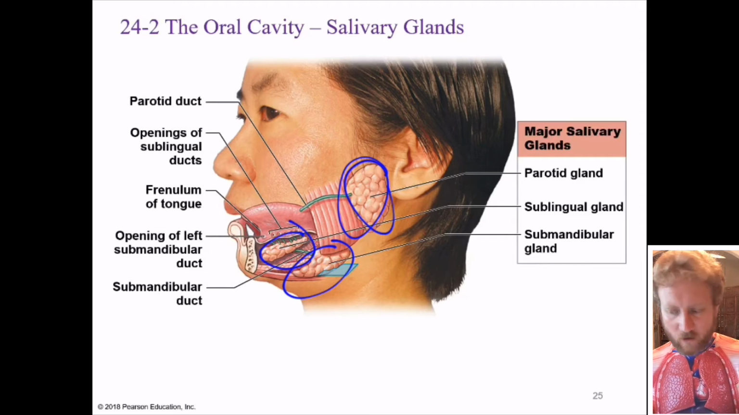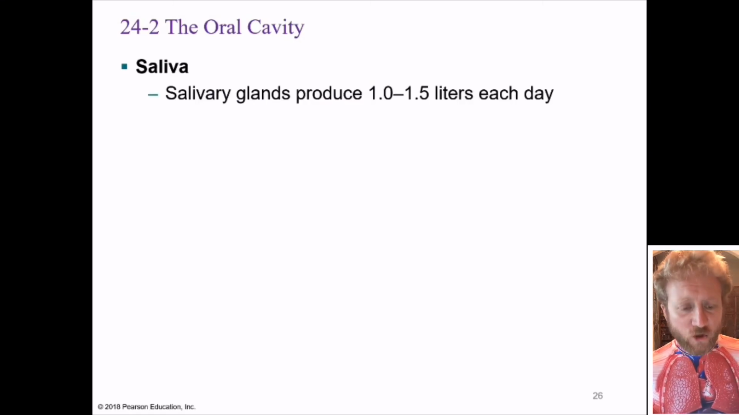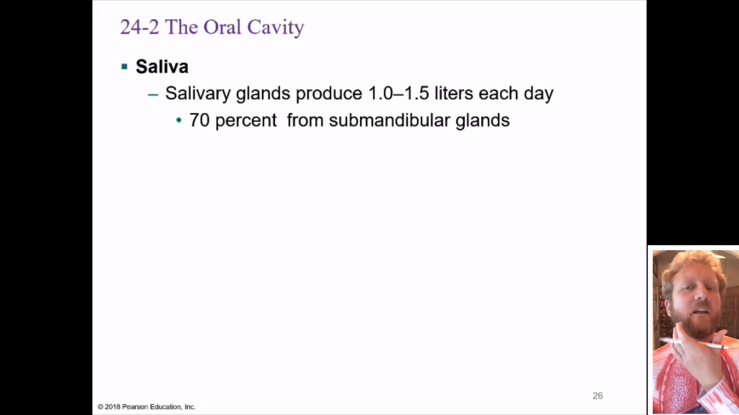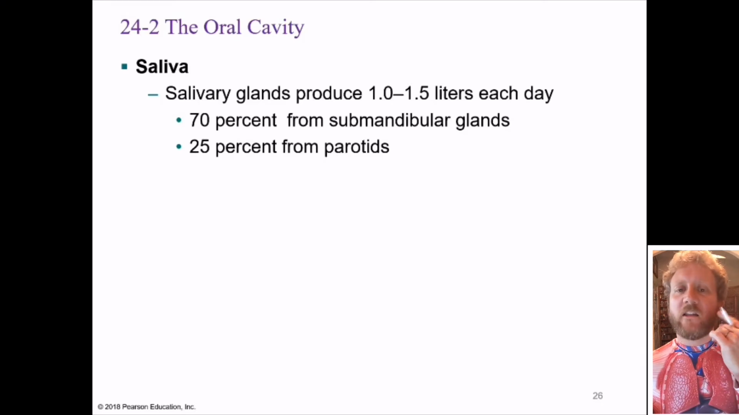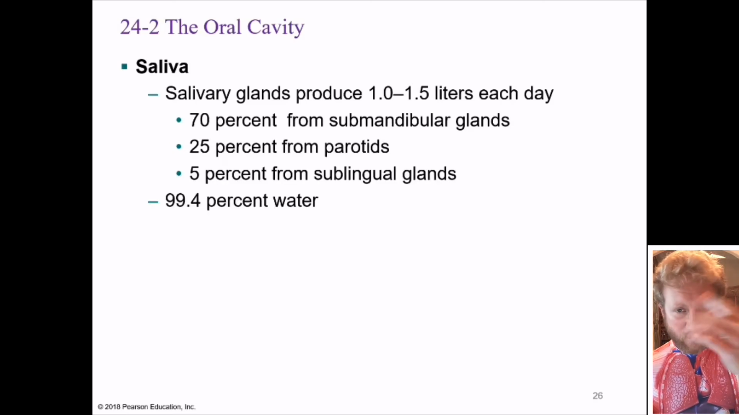Speaking of saliva, though, we are going to go into that a little bit more. Saliva is super important. You also make a lot of it, 1 to 1.5 liters of saliva a day. That's like between a quart and a half a gallon of spit. That's gross. Most of that is from the submandibular glands, the ones that are farther down right here. Another big chunk is from the parotids back in the back, and then a teeny tiny bit is from the sublinguals underneath your tongue. Mostly it is water, the vast percentage of it is water.